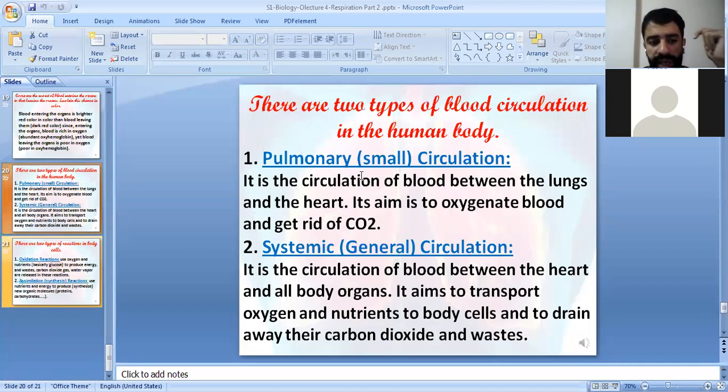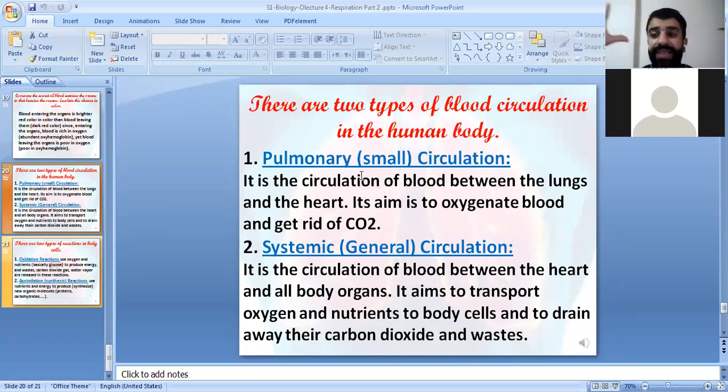We said that we have two types of circulation. The first type is called pulmonary circulation, and the second type is called systemic. Pulmonary is called the small circulation. It's between the lungs and the heart. What's the aim of this circulation? It's to oxygenate the blood, meaning to give the blood oxygen and to get rid of CO2. This is the pulmonary, or small, circulation.